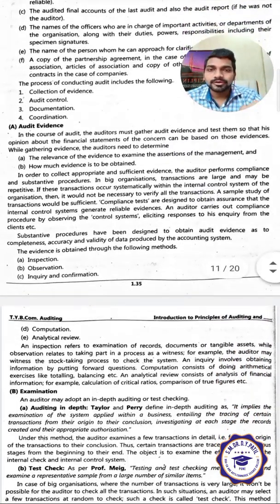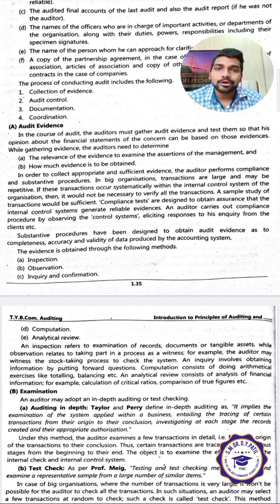So in the course of audit, the auditors must gather audit evidence and test it so that the opinion about the final statement of concern can be based on evidence. While gathering evidence, the auditors need to determine the relevance of evidence to examine the assertion of the management and how much evidence is to be obtained. In order to collect appropriate and sufficient evidence, the auditor performs compliance and substantive procedures.